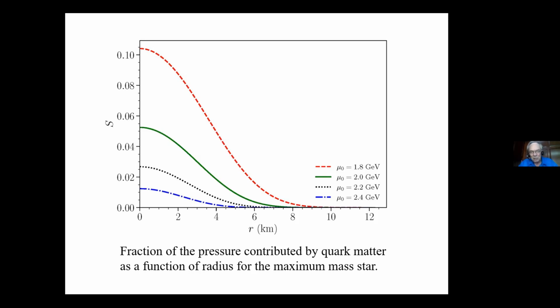So if the crossover happens sooner at lower energy densities, for example, mu0 is 1.8 GeV, then about 10% of the pressure at the core of the star is contributed by quarks. On the other hand, if you delay the transition to crossover to quark matter by choosing mu0 to be 2.4 GeV, then only about 1% of the pressure at the core is contributed by the quarks. So that is how you might interpret the contribution of the quarks, not by the fraction of baryons.